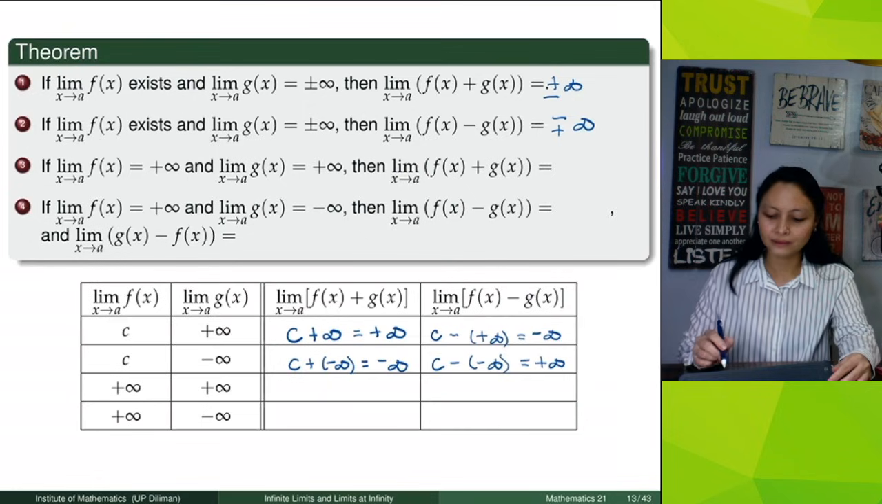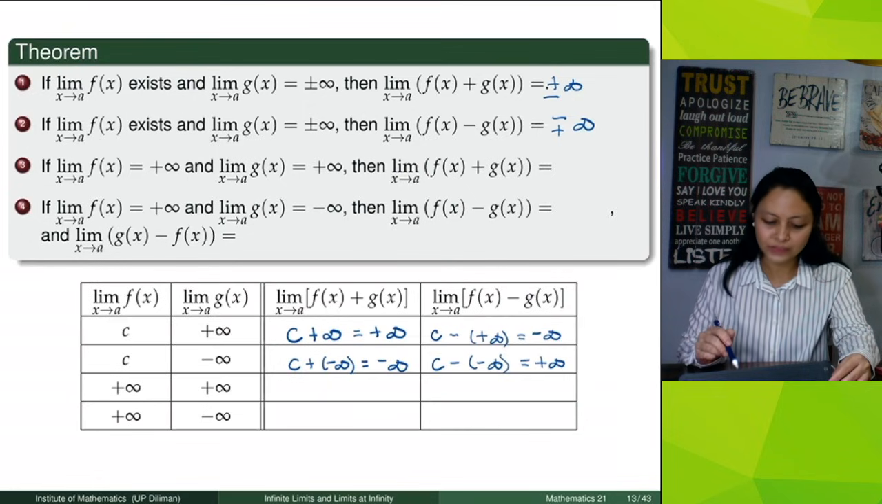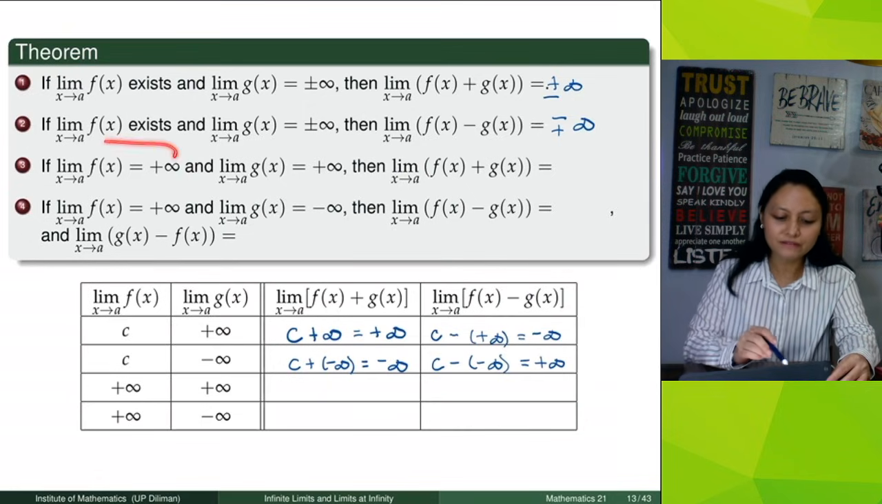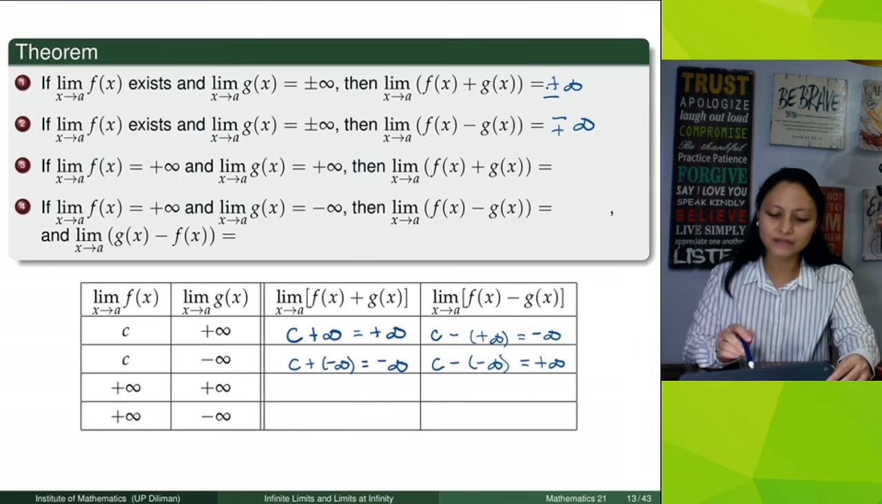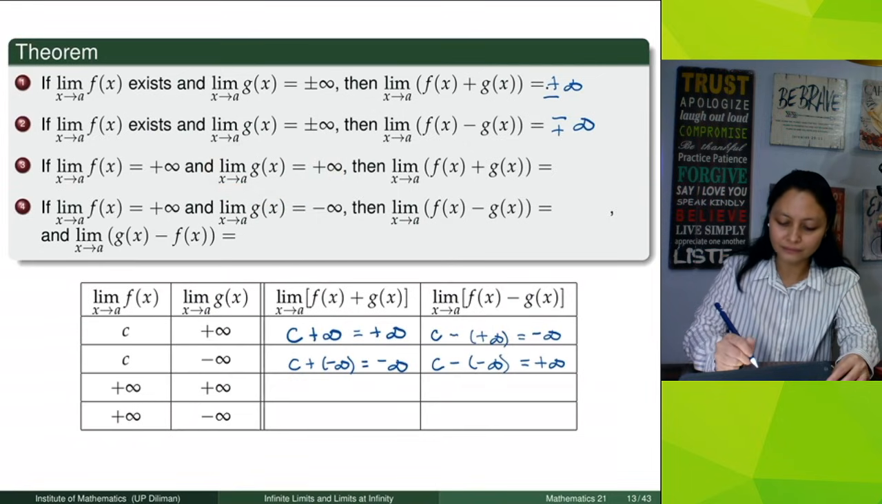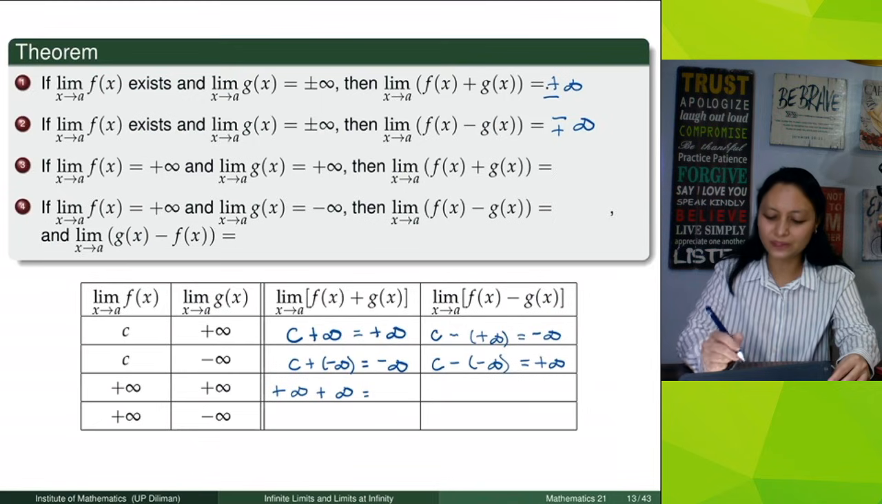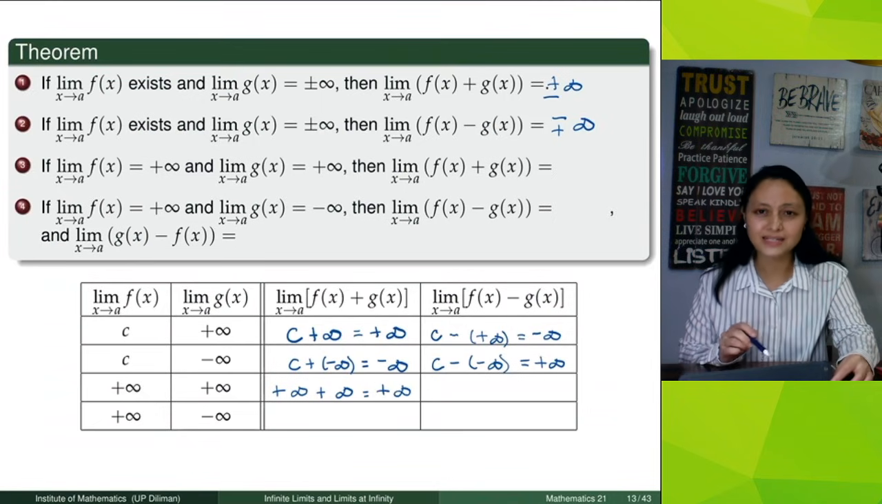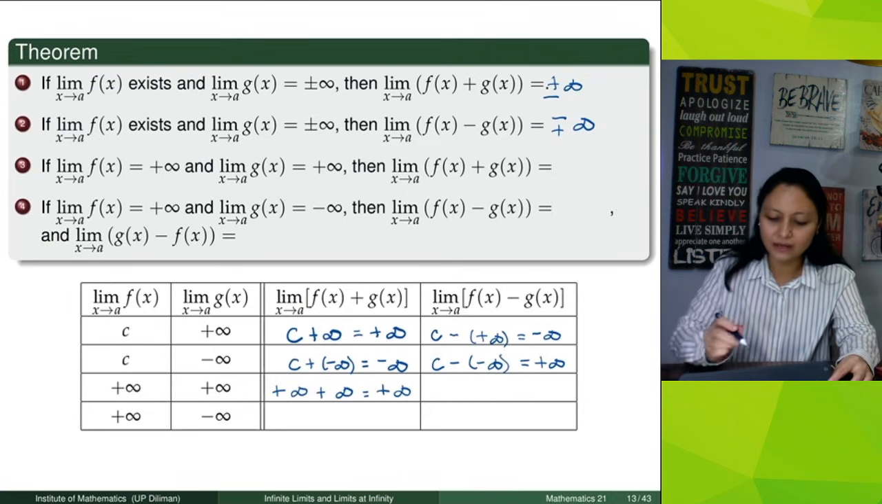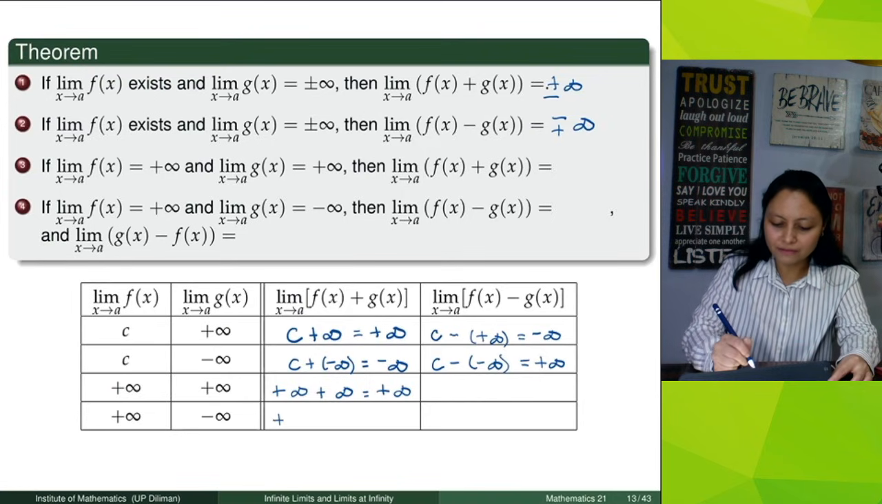Okay? Now, in the next cases, what do we have? This time, the limit of f of x as x approaches a is positive infinity. The limit of g of x as x approaches a is positive infinity. So you have positive infinity plus positive infinity. That should be equal to positive infinity. Now, if the limit of g of x as x approaches a is negative infinity, what do you have? You have positive infinity minus infinity.